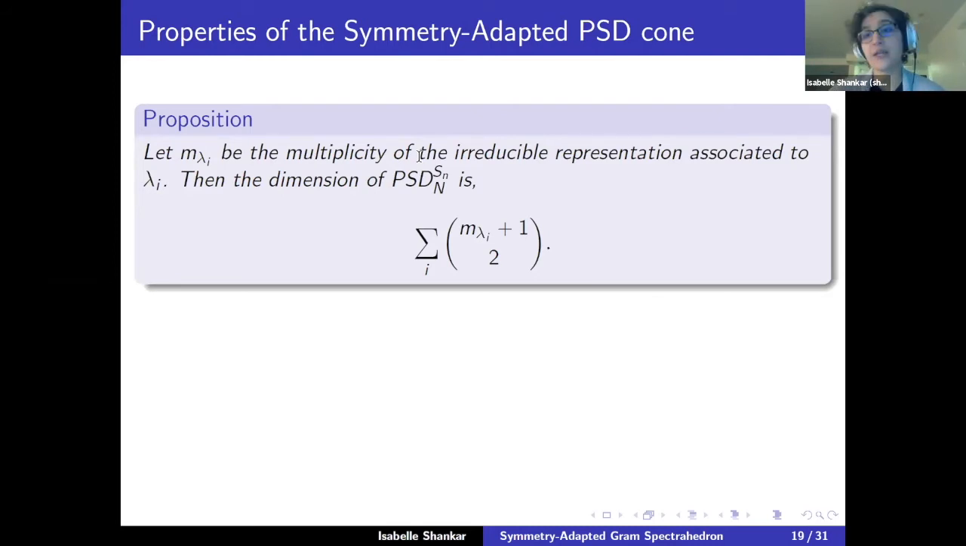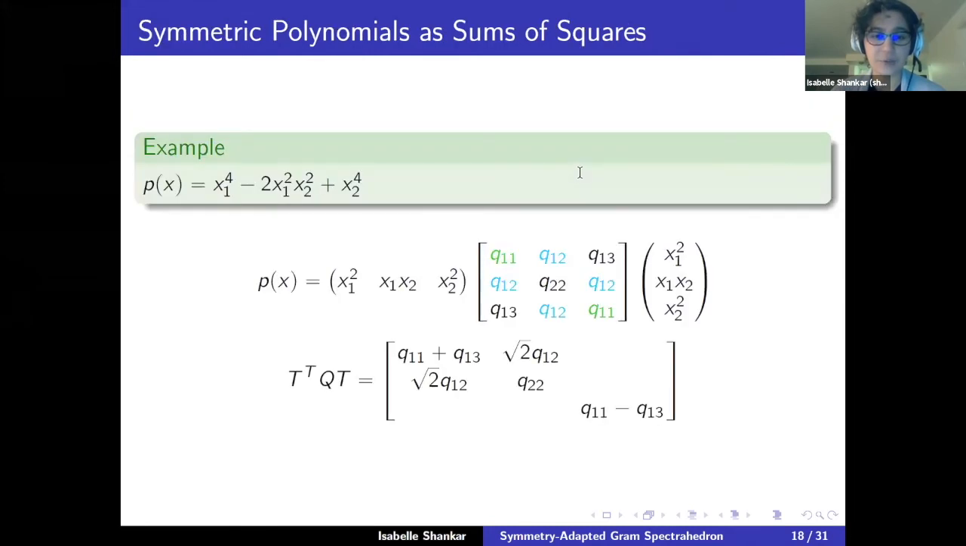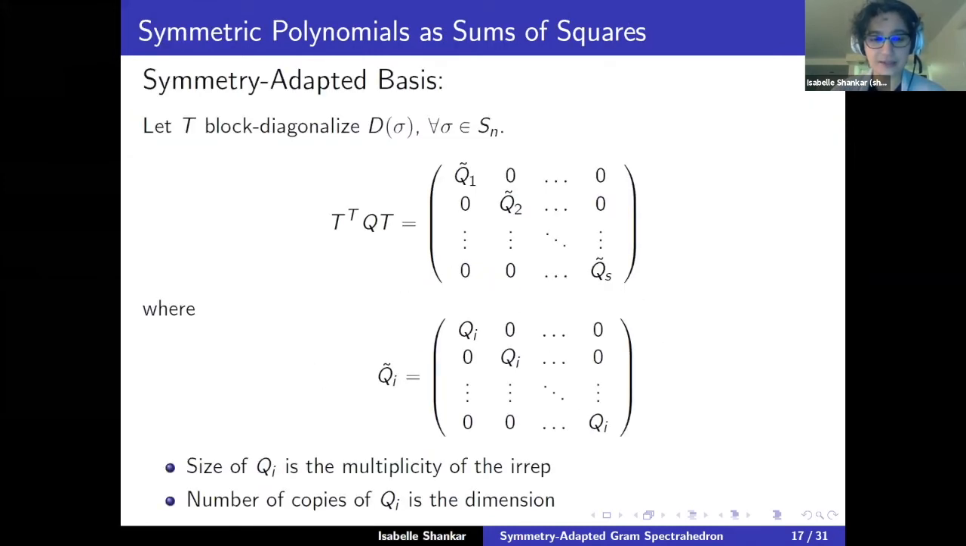It turns out it depends on the multiplicity of the irreps that appear. So we get that the dimension is exactly this sum: the sum over i of m lambda i plus 1 choose 2, where m lambda i is the multiplicity of the irrep associated to lambda i, or rather Qi tilde, which is kind of the upper bound of what you would expect it to be, right? So maybe I'll go back to this.